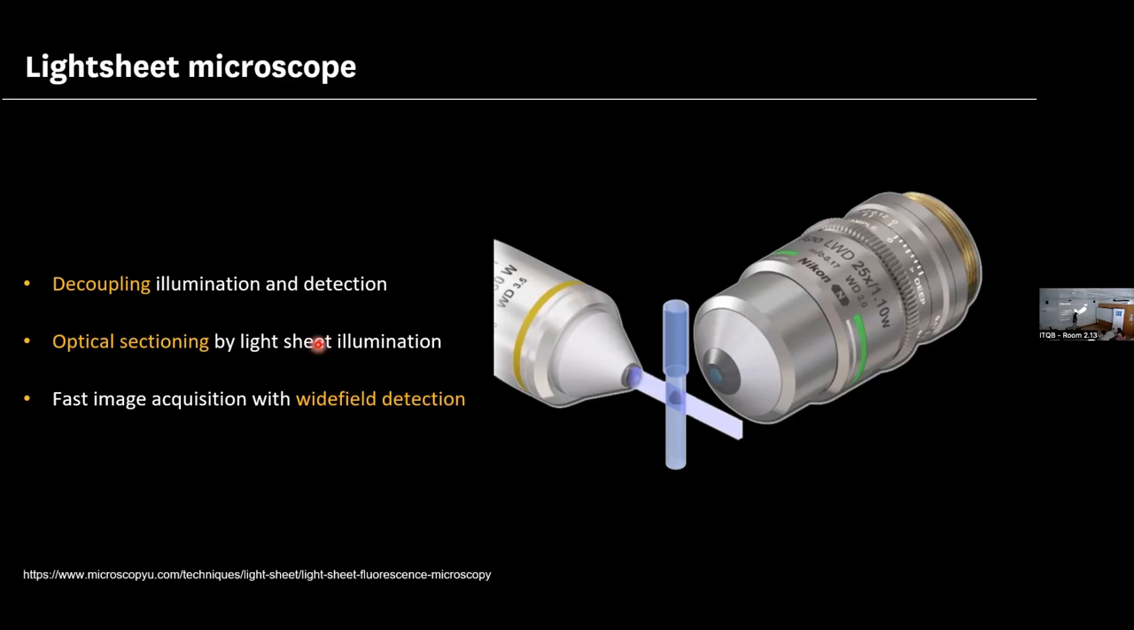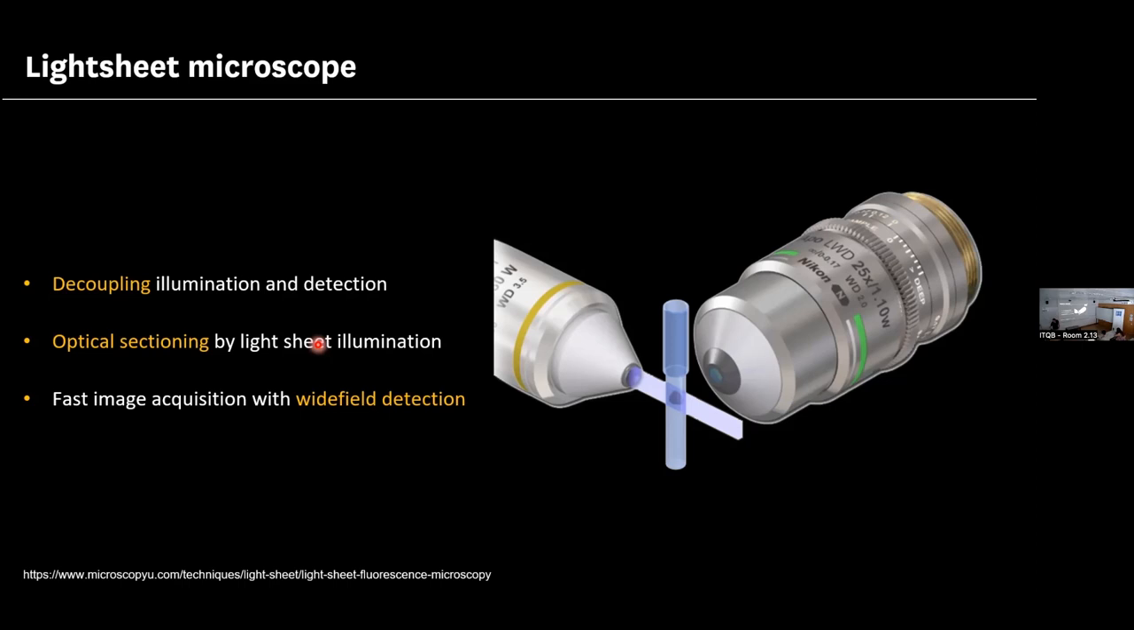So we can use several tricks. We can use cylindrical lenses to shape the illumination like a plane, or we can scan very fast a laser beam along this direction to create a sheet of light that will illuminate the sample just in one plane. And then we have an objective just doing wide field microscopy, capturing all the light that comes from the sample with a camera, because we are only illuminating that plane in the sample. So we decouple illumination and detection, we get optical sectioning because we are just illuminating that plane. And it's wide field detection, so it's very, very fast.